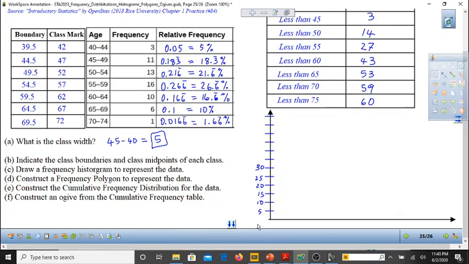All right, so this should work now. And now we're going to start putting down our information. I'm going to use my class boundaries as my markers here. I'm going to start off with 39.5, and I have 1, 2, 3, 4, 5, 6, 7, 8 markers.